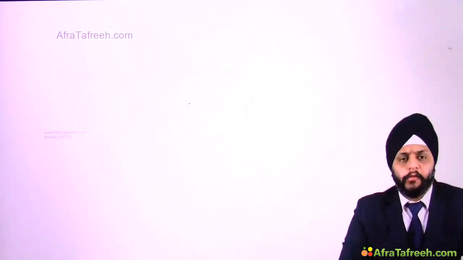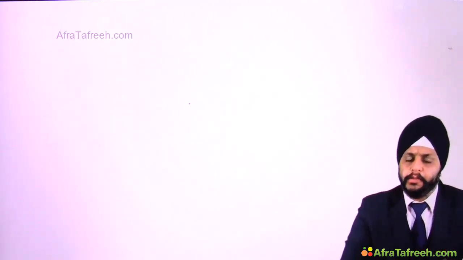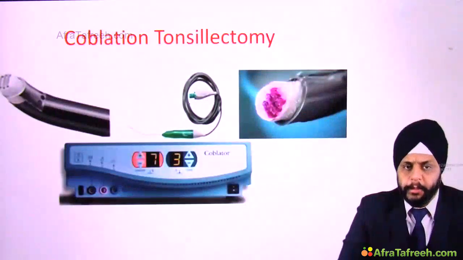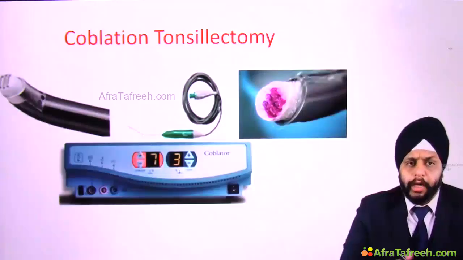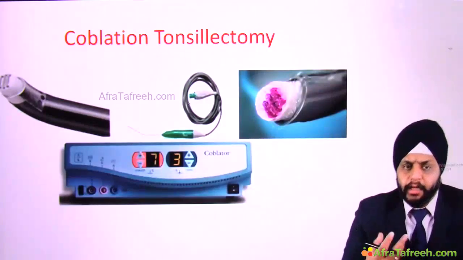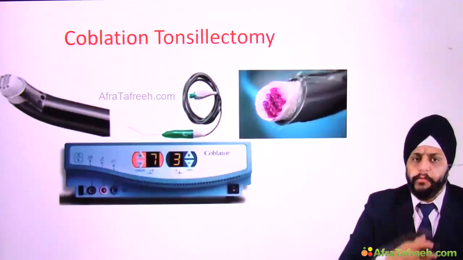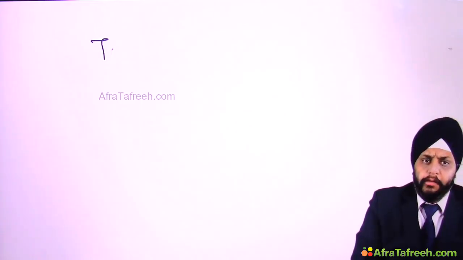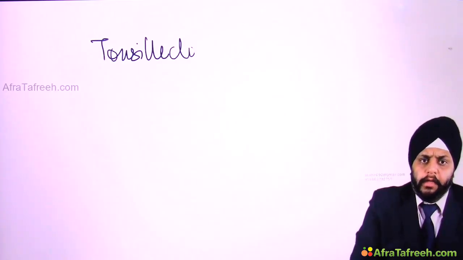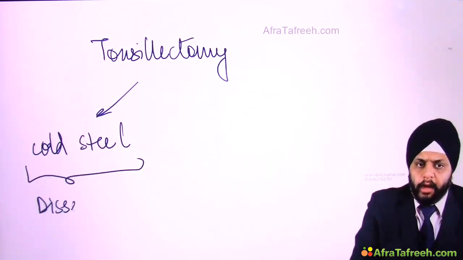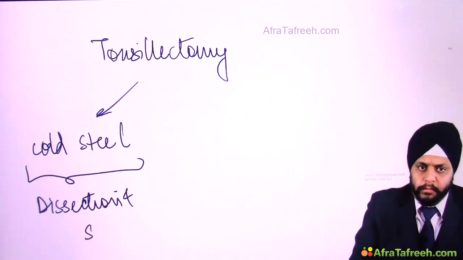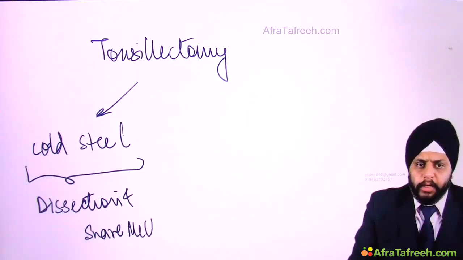Now before I end this topic of tonsillectomy, there is something that we must all know, and that is coblation tonsillectomy. Okay, so what is this coblation tonsillectomy? Now to understand coblation tonsillectomy, let's have a brief review of methods of tonsillectomy. So tonsillectomy, classically it is done with cold steel instruments. Okay, cold steel instruments, that is known as dissection and snare method. Okay, dissection and snare method.